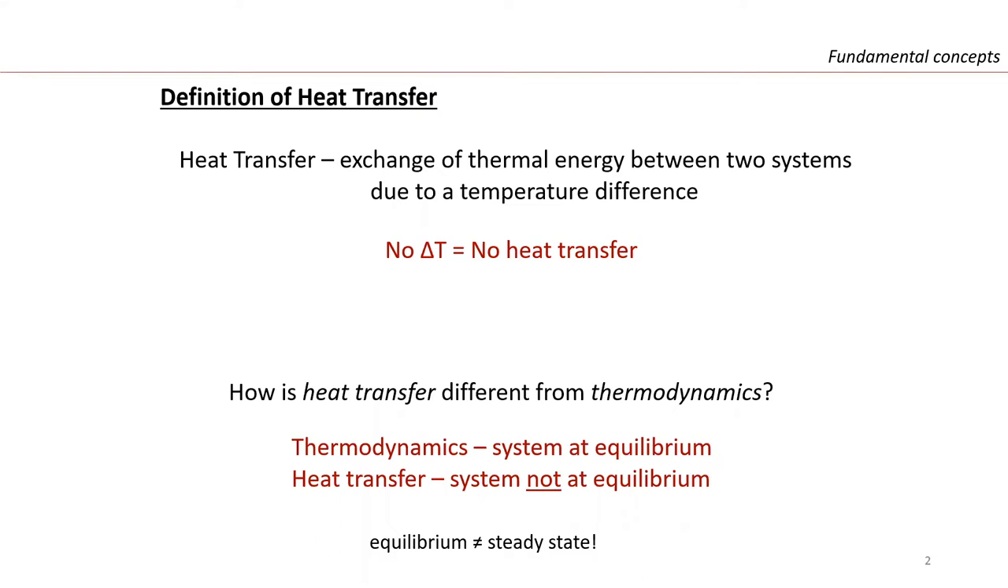The definition of heat transfer, that's our first step, right? What is heat transfer? Heat transfer is the exchange of thermal energy between two systems due to a temperature gradient. So we need to have a temperature gradient for heat transfer to occur. That's our driving force. If you don't have a delta T, you don't have heat transfer. Driving force, delta T, heat transfer occurs between two systems at different temperatures, right?